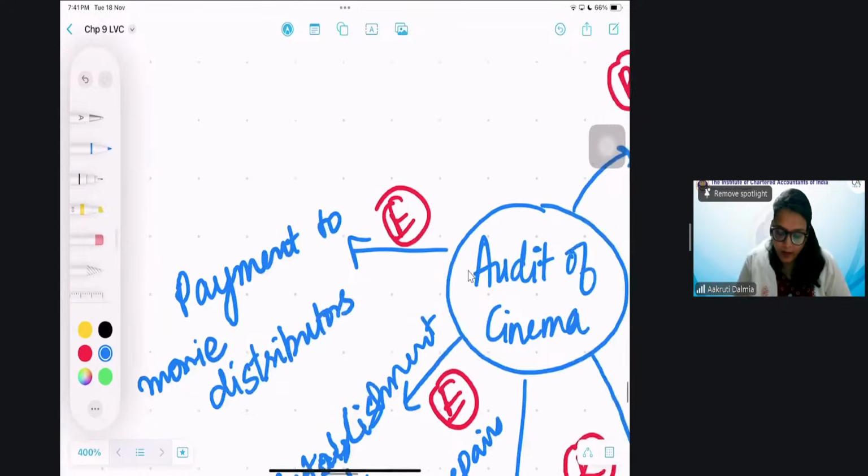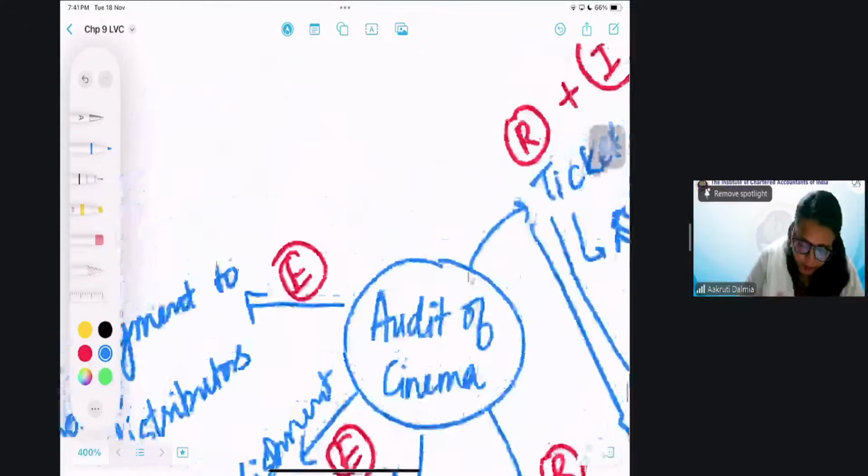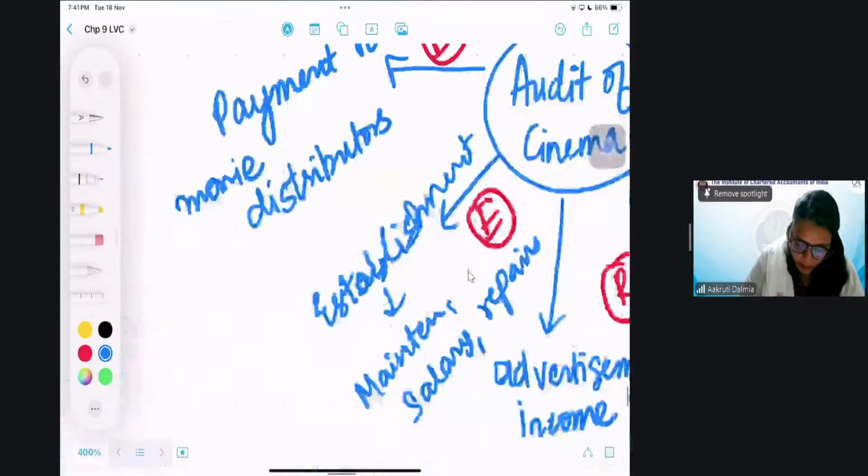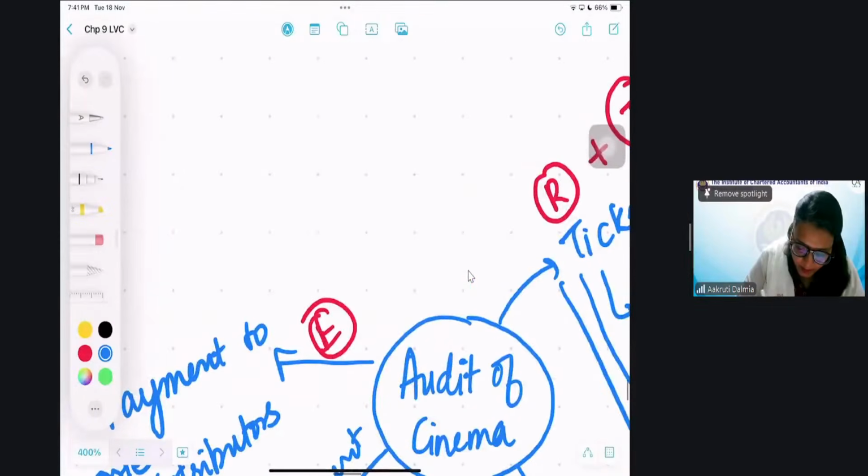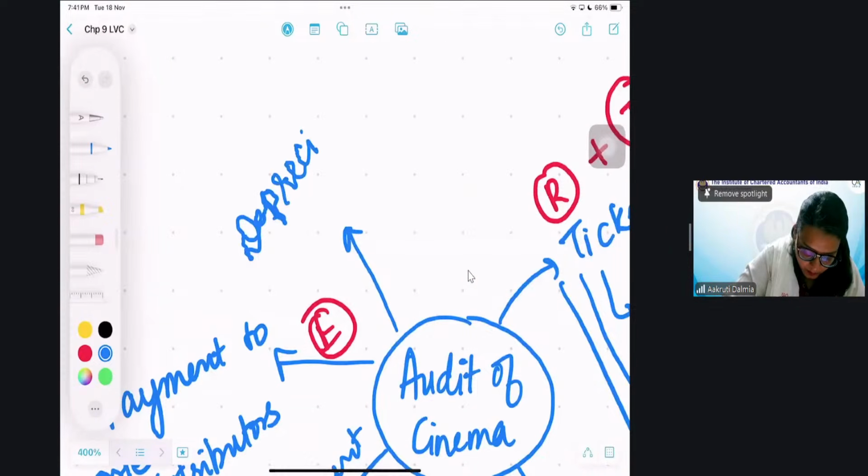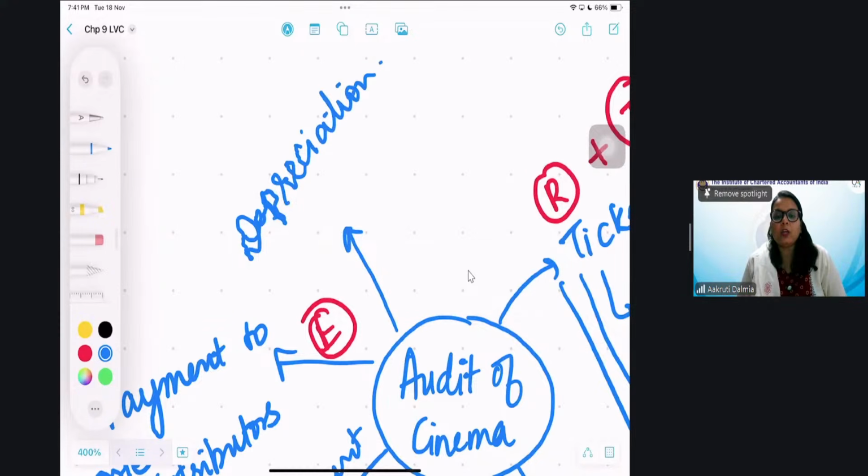Okay? And another one of the biggest expenses, you can write it under establishment, you can write it separately also, is depreciation. Okay? Many of the theaters collapse because they can't maintain, because their assets depreciate. So depreciation is one of the biggest expenses.